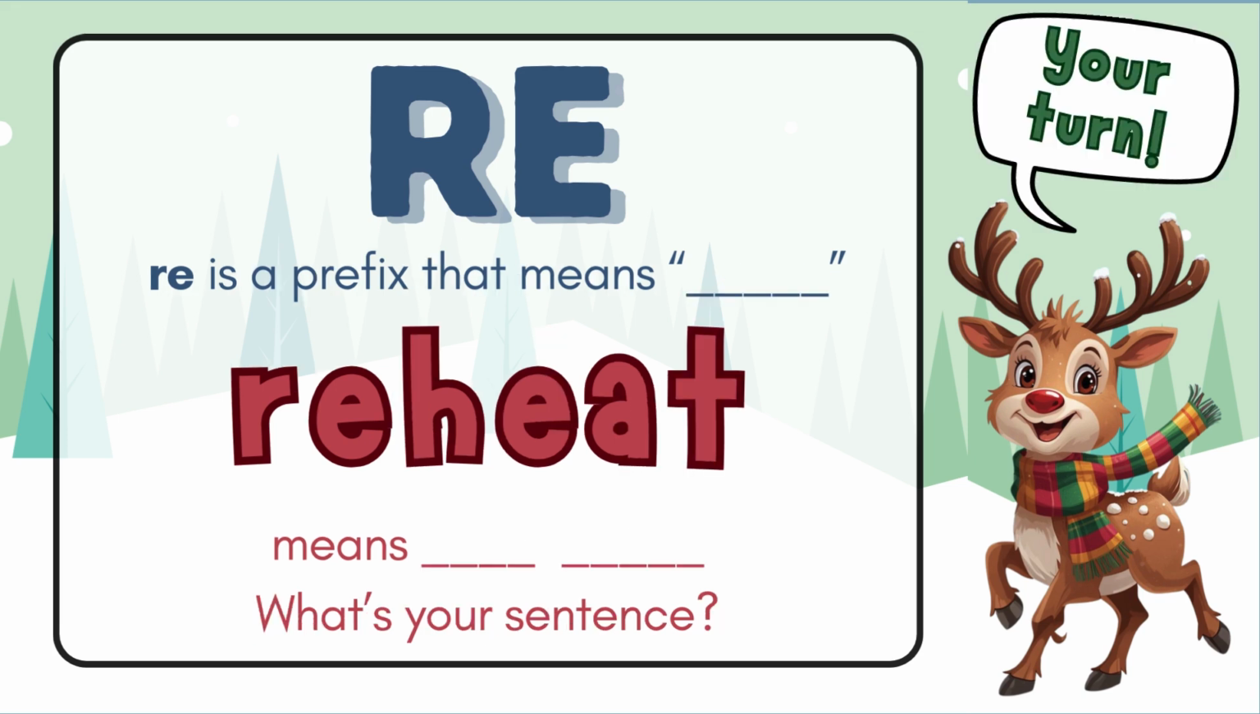Now try one by yourself. Re is a prefix that means blank. What does re mean? Again is correct. And reheat means what? Heat again. That's correct. So can you think of a sentence with the word reheat? Think of it, write it down, or put it in the comments below. You might say, she had to reheat her soup because, and you can finish that sentence.